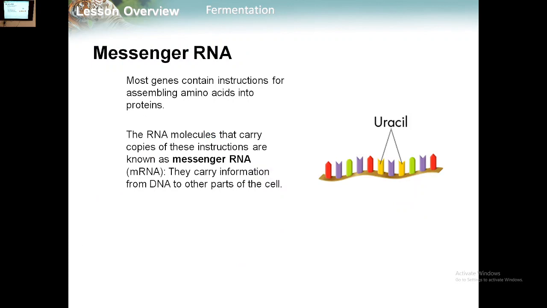Most genes contain instructions for assembling amino acids into proteins. The RNA molecules that carry copies of these instructions are known as messenger RNA. They carry information from the DNA to other parts of the cell. So all of the information that's copied from the DNA is copied in the form of mRNA or messenger RNA, and this information will go to another place to be transcribed into the proteins.